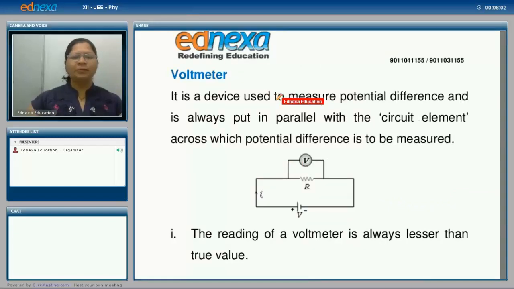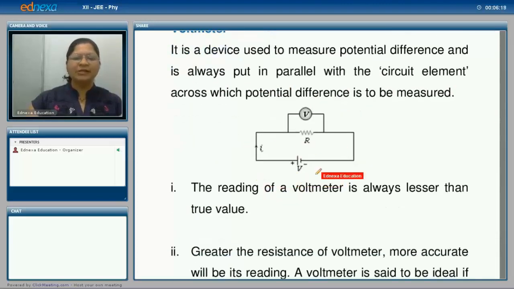Now going to the voltmeter. The voltmeter is a device used to measure the potential difference and is always put in parallel with the circuit element across which potential difference is to be measured. So here you can see how a voltmeter is connected. Now this is the battery and this is the voltmeter. So here the voltmeter is always connected across the circuit, or here it is shown to be connected across the resistance.